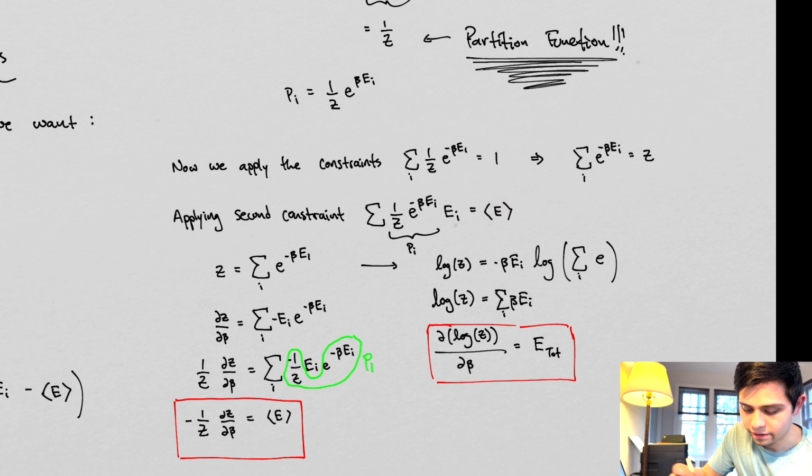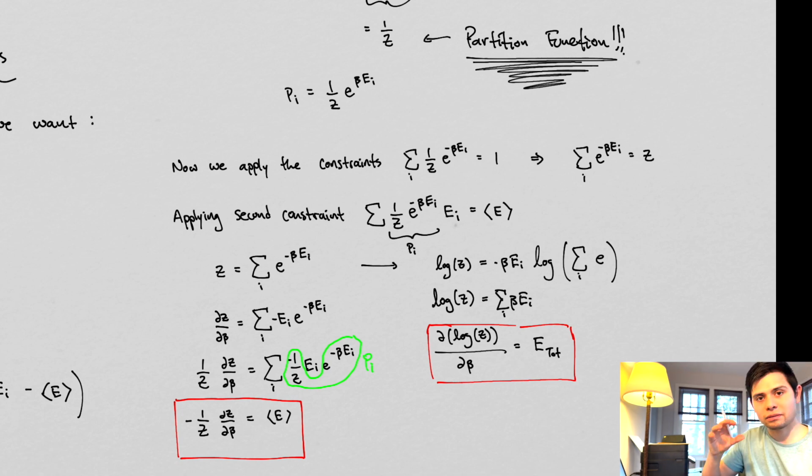Now, if Z equals this, which is what we said right here, the derivative of Z with respect to beta, well, that is just going to take this constant out and bring it here, and the negative. And then if we multiply by 1 over Z on both sides, well, this here, again, as I've highlighted in green, is just p_i. Right? So if that's p_i times E_i, well, that's just the average of E.